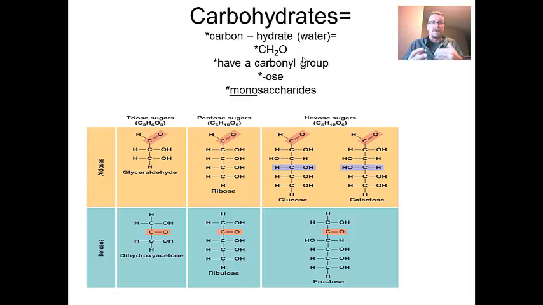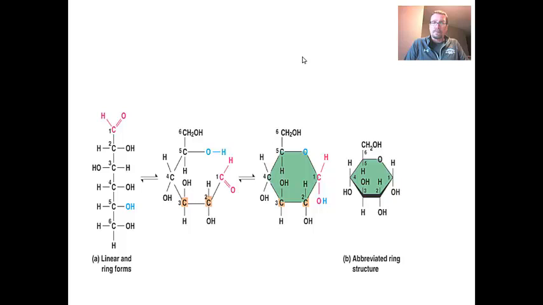Carbohydrates also have a structural function on the outside of human cells. They are part of what's called a glycocalyx, and that identifies your cells as yours for your immune system. Okay? There's both linear and ring forms. Mostly you see ring structures. Okay?